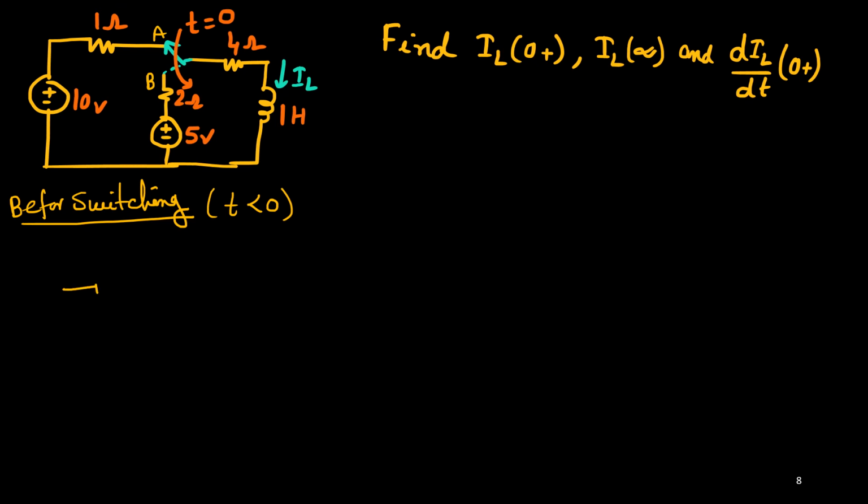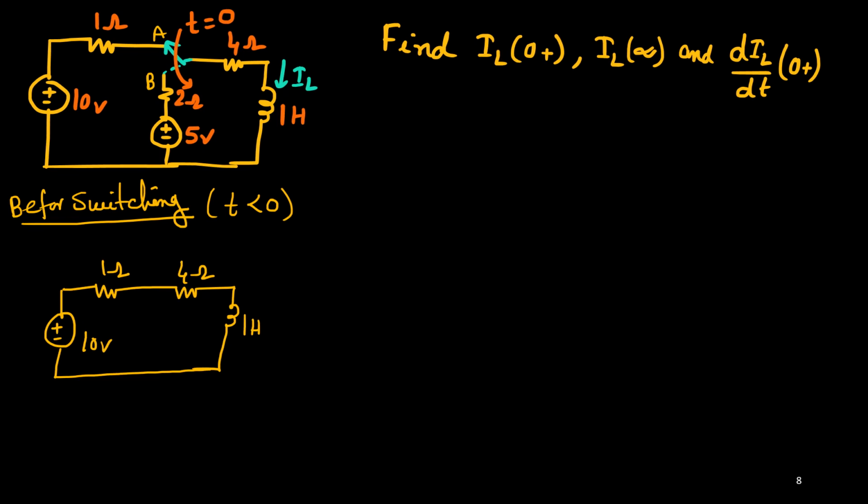Right. So this is the circuit, and this is your inductor. So this is your 1 ohm. This is 4 ohm. This is 10 volt. And this one is 1 Henry.